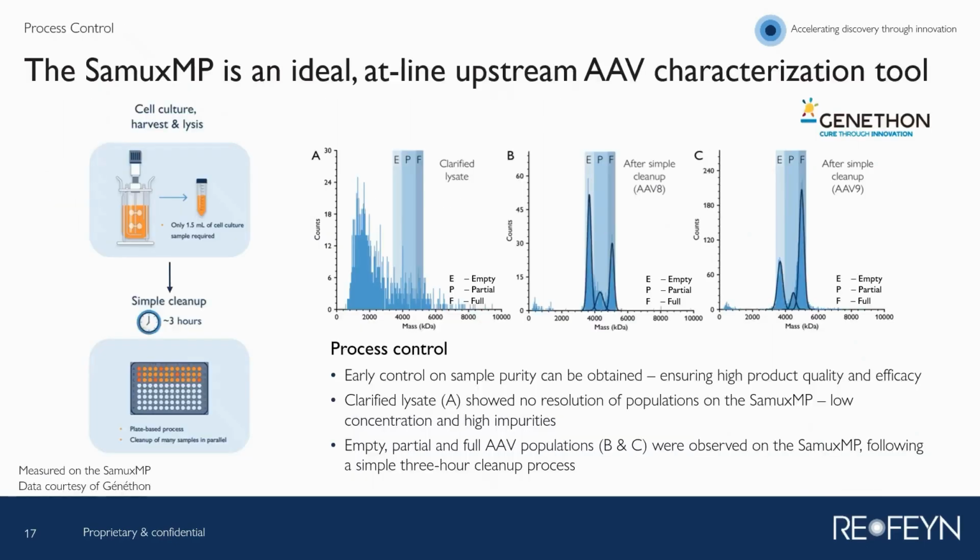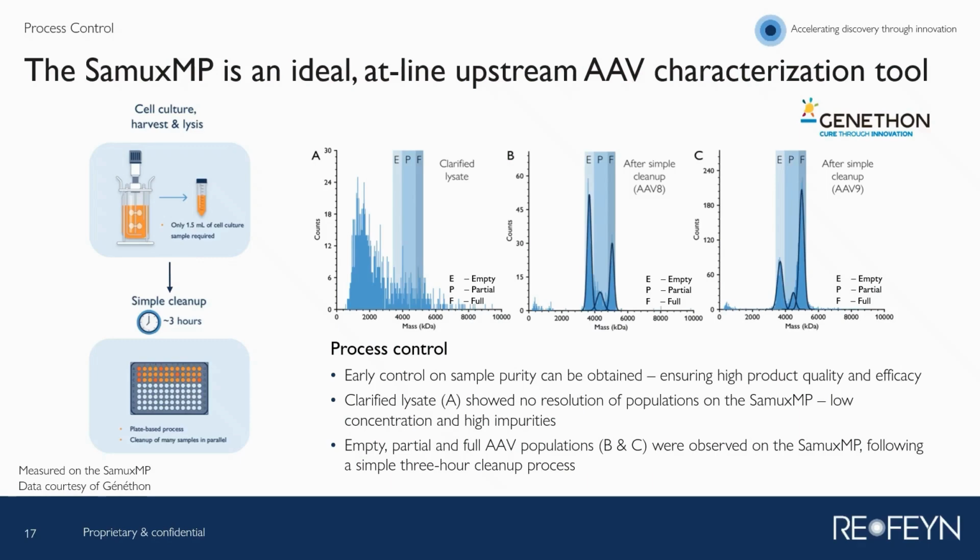This data was generated by our industry partner Généthon, where they utilized the affinity ligand resin protocol in a plate format and purified harvest material from a bioreactor. The material pre and post purification was tested on mass photometry, as seen on the right. The clarified harvest, which is the pre-purified material, showed an abundance of impurities and no AAV populations when analyzed on the mass photometer.